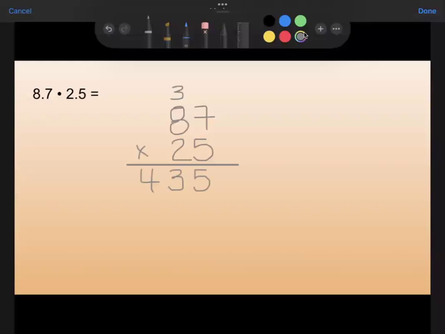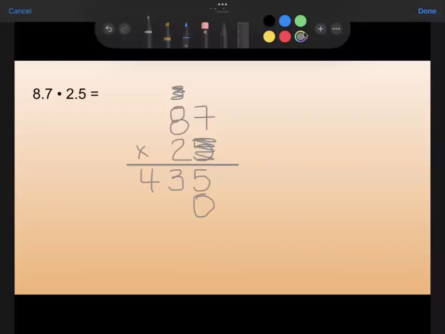Now for my second row, since I'm now done multiplying everything by 5, I'm going to cross it off. I'm also going to cross off this little number up here because if I need to regroup again, I don't want to be confused about which number to add. And I'm going to put a 0 down here to represent the fact that now we're multiplying by the 2, which is in the tens place.